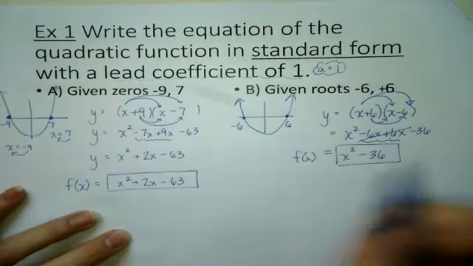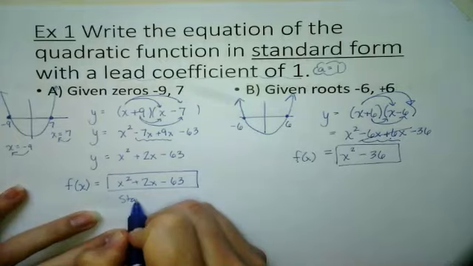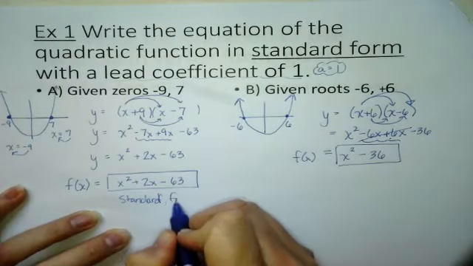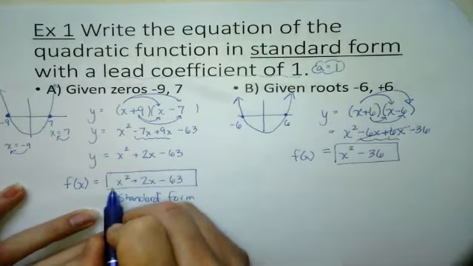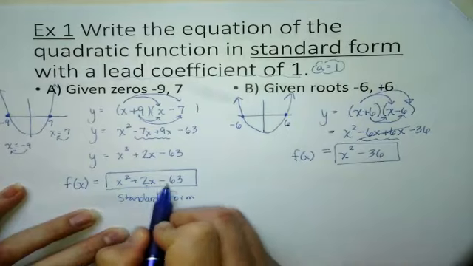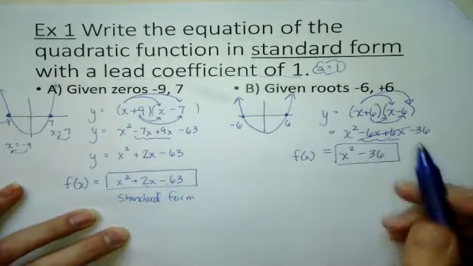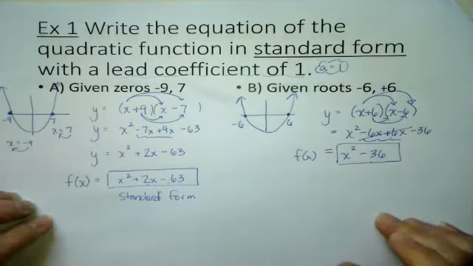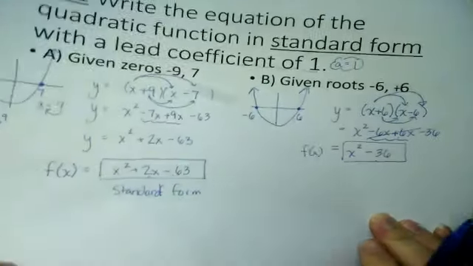So you'll notice that these are in standard form now. Standard form, ax squared plus bx plus c. And so when you multiply them together, we're going to end up in standard form. Not hard to do there. Hopefully you remember that.